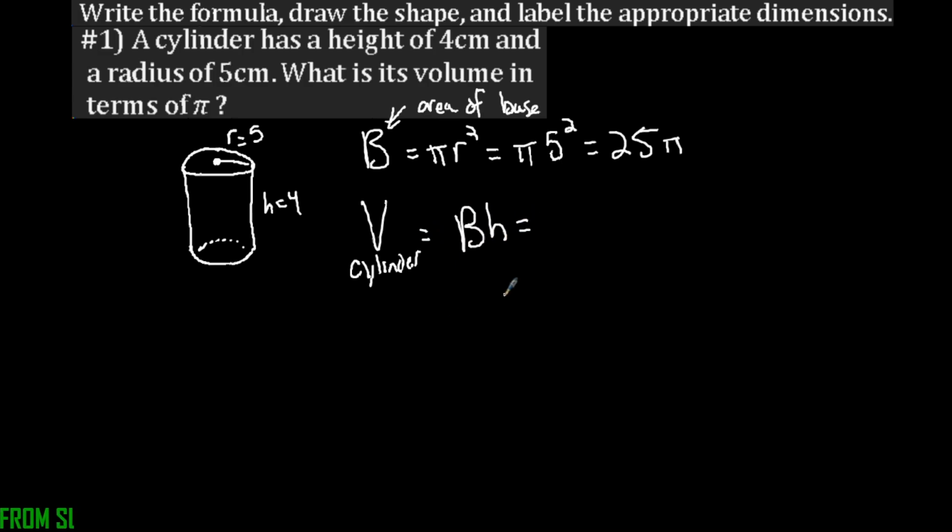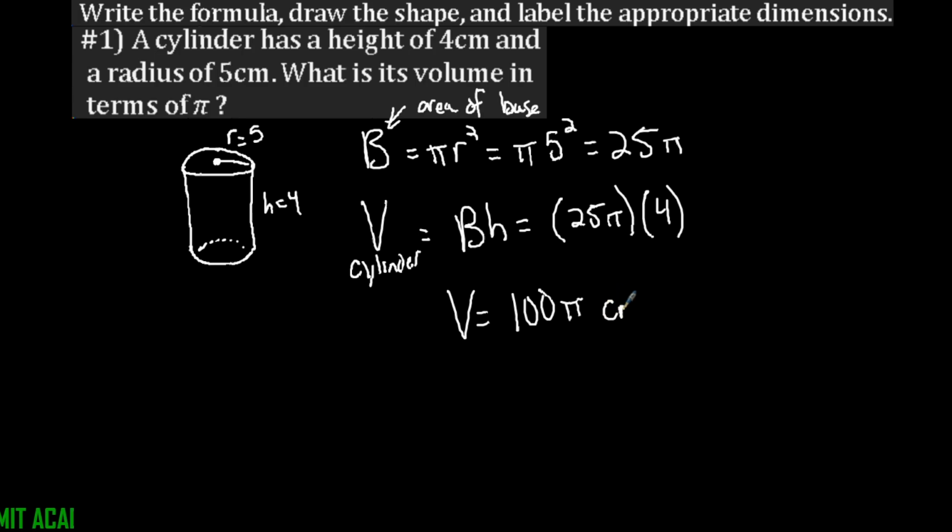So we plug in the values that we have. This is going to be 25 pi for the area of the base times the height, which is 4. So altogether, our volume is going to be equal to 100 pi, and we're going to say centimeters cubed since we're talking about volume. So make sure you have your units to the 3rd power.